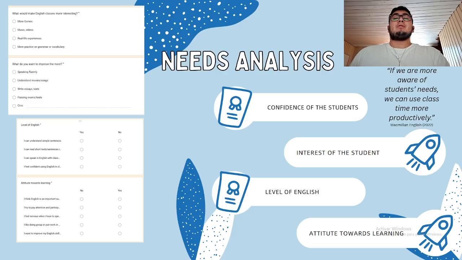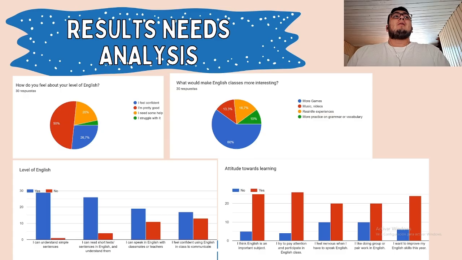So the results are the following. In the most important questions that I point here, there are 4 important parts. The first is, how do you feel about your English level? 50% of my students, their 30 answers, say that they feel pretty good in their English level. 26% feel confident, and the rest need some help or even struggle with it.